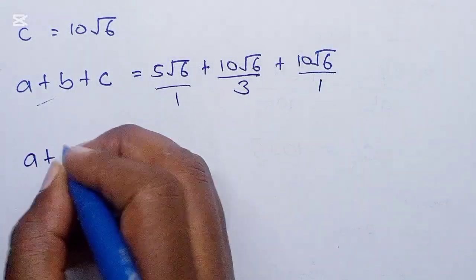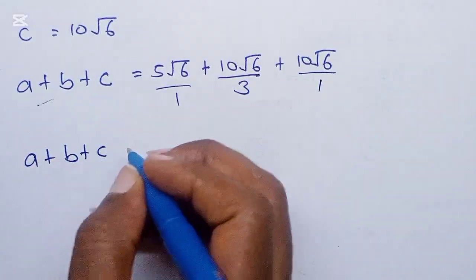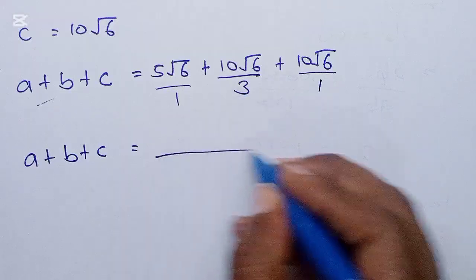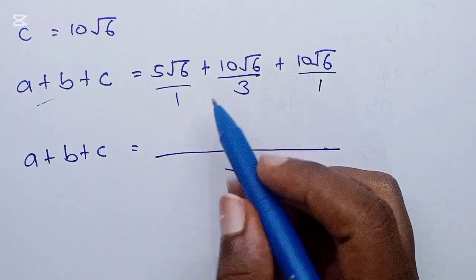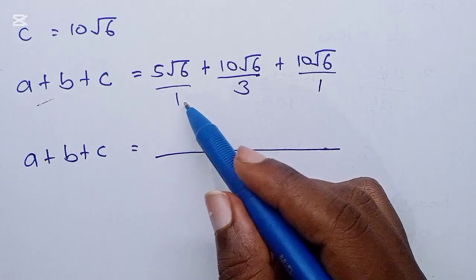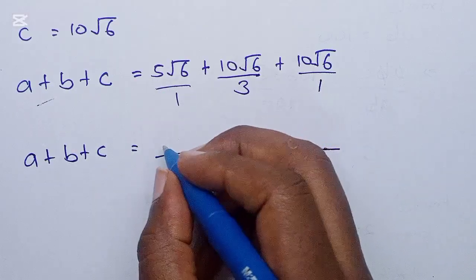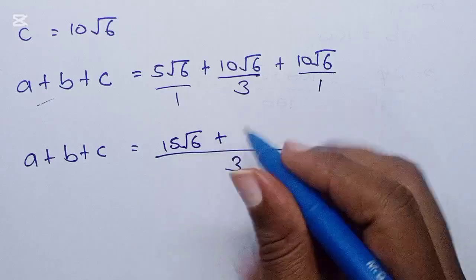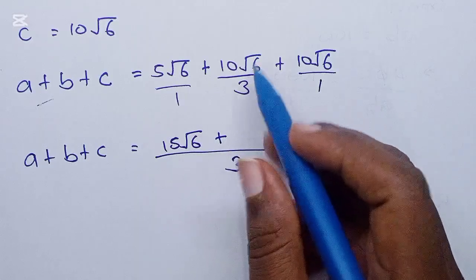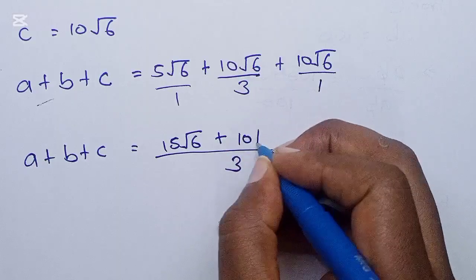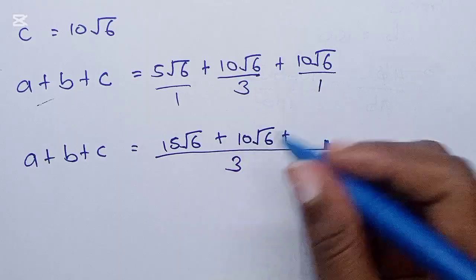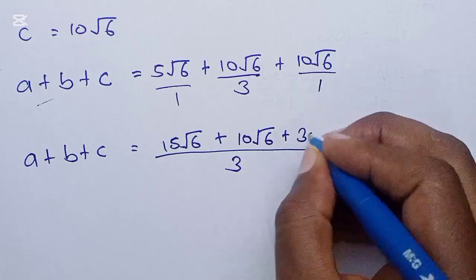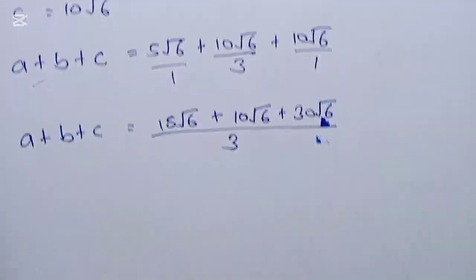So A plus B plus C is equals to, the LCM here is 3. Okay, so 3 divided by 1 is 3. 3 times 5 is 15. So we shall have 15 root 6 plus 3 divided by 3 is 1. 1 times 10 root 6 gives us 10 root 6. And plus 3 divided by 1 is 3. 3 times 10 root 6 gives us 30 root 6.